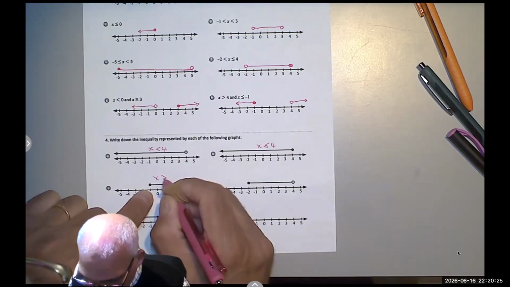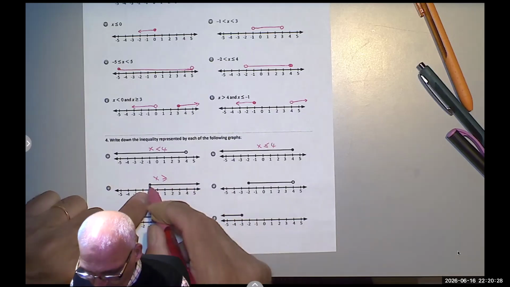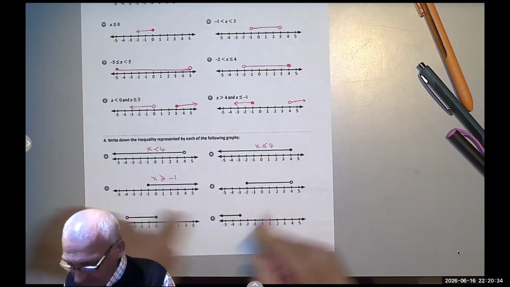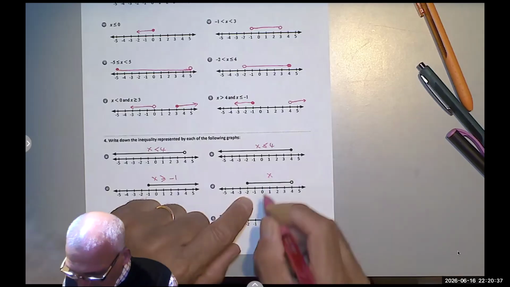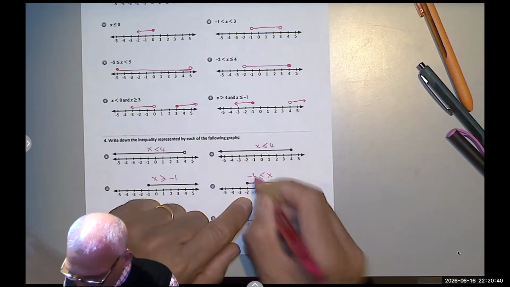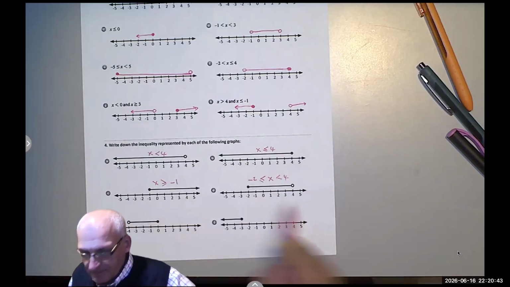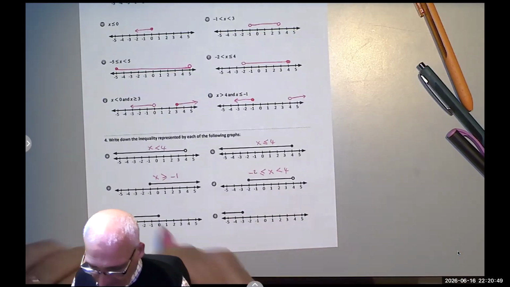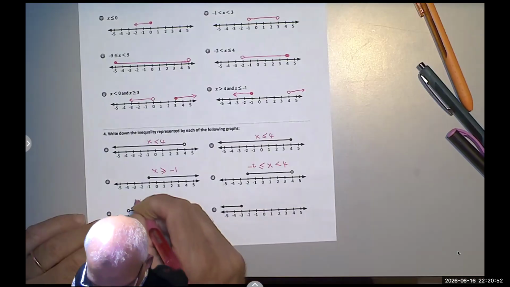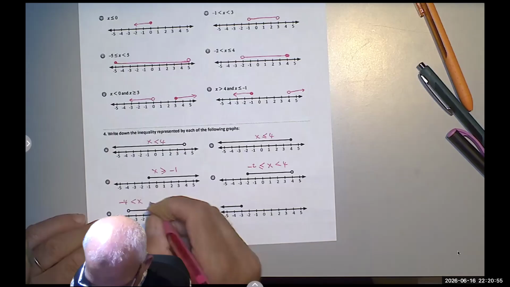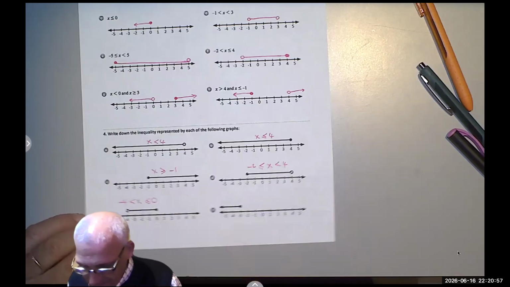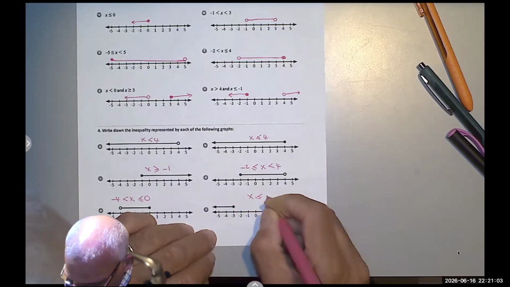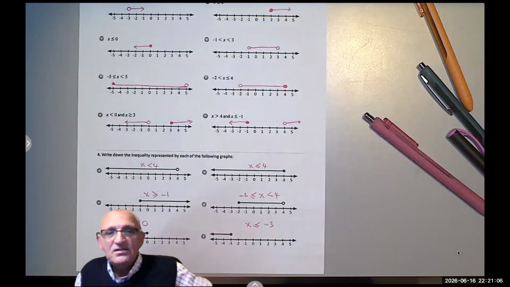X is greater than or equal to -1, because to the right it's greater than, and closed means equal. X is greater than or equal to -2, less than 4. It's one interval, but it's open on the right, closed on the left. Here, x is greater than -4 and less than or equal to 0. And finally, this one is x less than or equal to -3. And I think you got that.